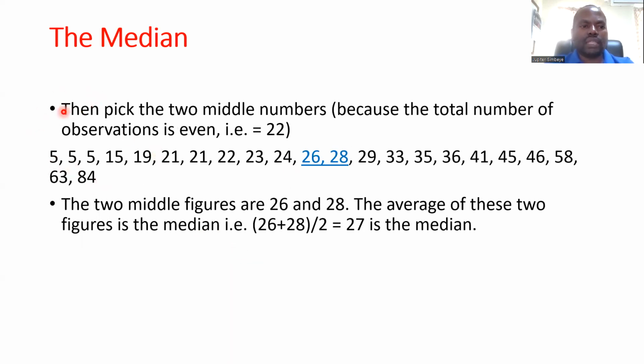So when we rank, then we pick the two middle numbers because the total number of observations is even, that is equal to 22. So the two middle numbers are 26 and 28. The average of these two figures is the median. So we take 26 plus 28 divided by 2, we get 27. So our median is 27.